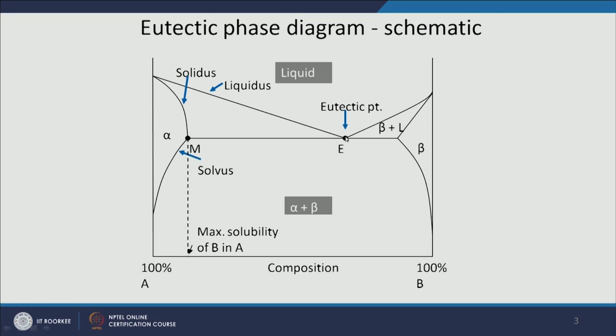Now, there is a very important point here, shown by E, called the eutectic point. You can see that above this point you have a liquid phase, and below it you have two phases, alpha and beta.